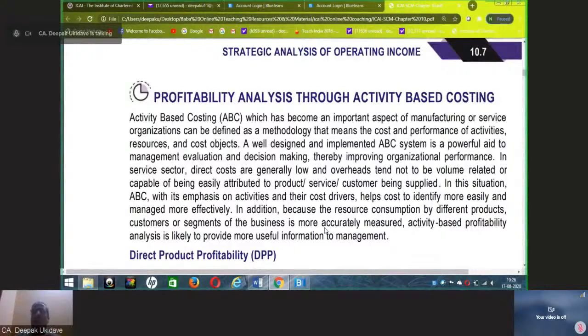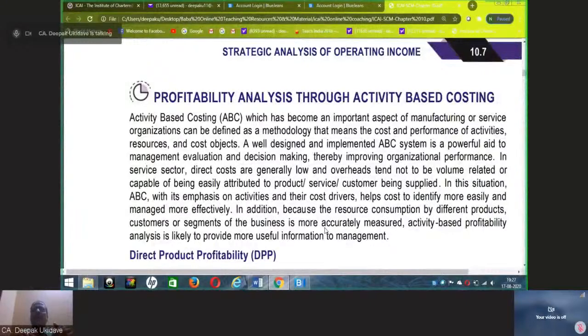Non-value adding activities have to be done away with. Value adding activities have to be concentrated on. Now, this is a very great process. It's a time-consuming and laborious process. And the management philosophy should be in favor of activity-based costing. So this is a practical difficulty which is encountered by many companies.